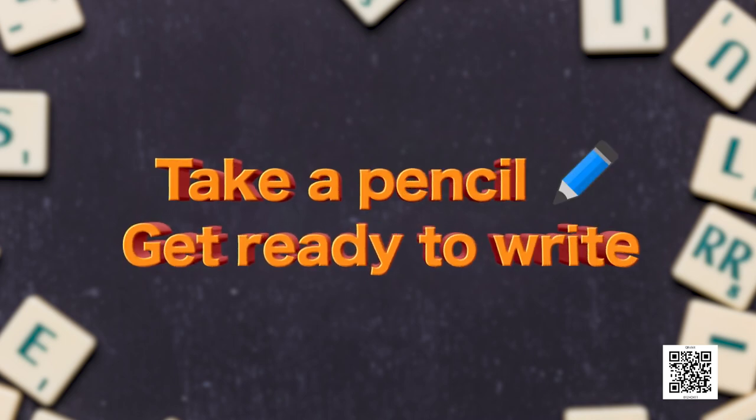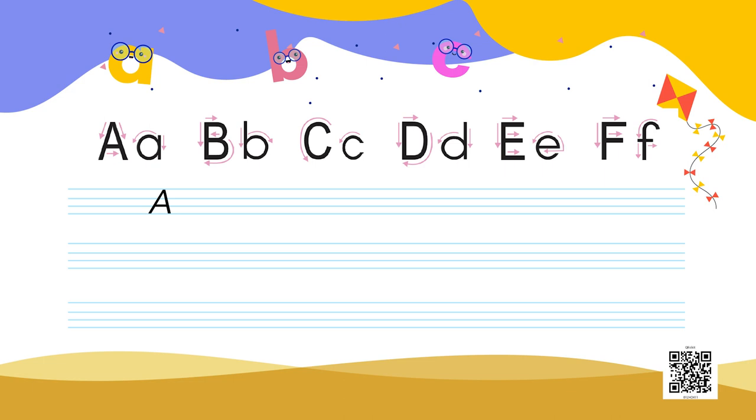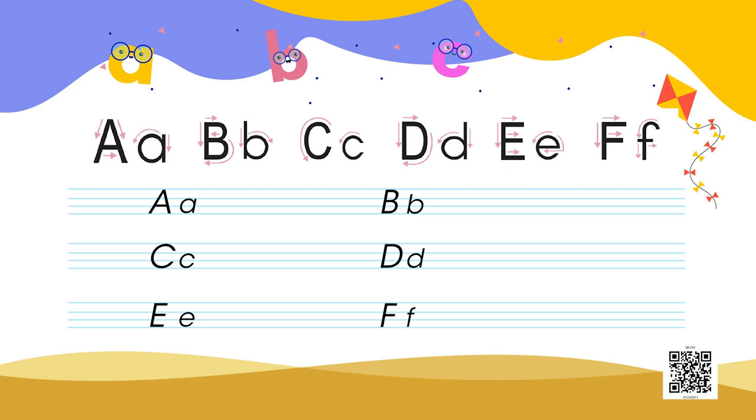All right, take a pencil and get ready to write. Uppercase A, lowercase A, uppercase B, lowercase B, uppercase C, lowercase C, uppercase D, lowercase D, uppercase E, lowercase E, uppercase F, lowercase F. I am sure you can see the arrows around the letters to help you create those letters. All you have to do is follow the arrows as shown in the picture. And I'm sure you are going to do it very nicely and neatly.